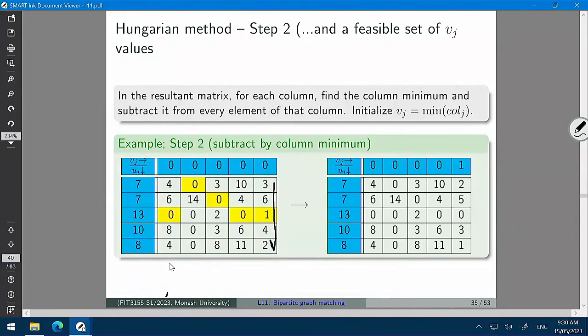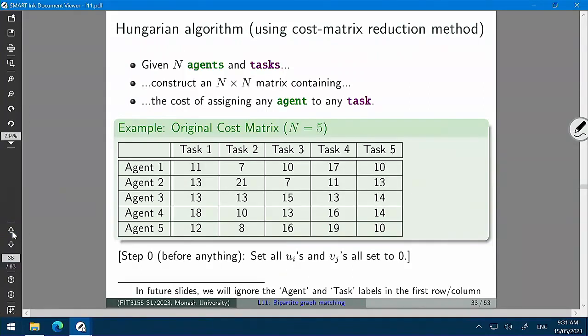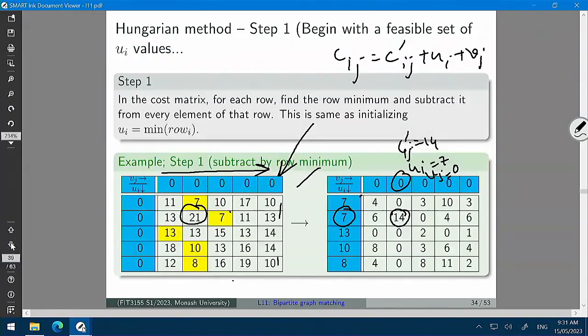In the last column the minimum is 1, so the entries reduce by 1, and my Vj is now 1. Again, at any point, if you take any value like C prime ij equals 3, Ui equals 10, Vj equals 1, if you add 3 plus 10 plus 1, it has to be 14. If you go back to the original matrix, it would have to be the cost: Cij equals C prime ij plus Ui plus Vj. Is that clear, everyone? Okay.